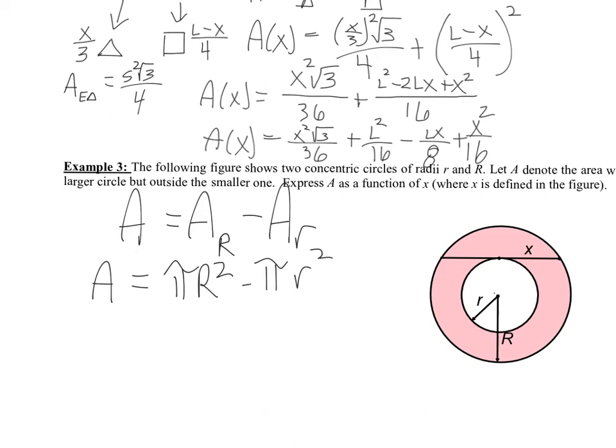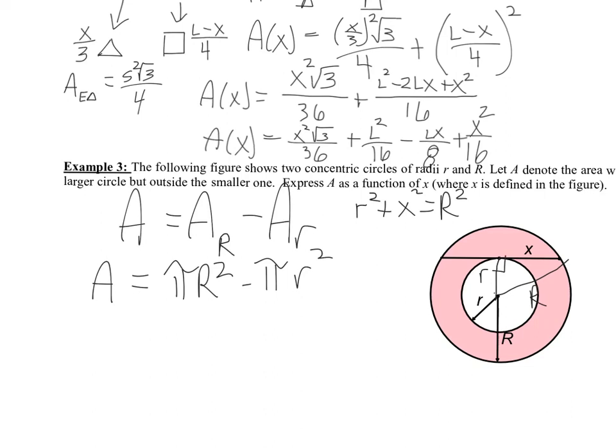Well, let's see. If I draw my radius to there and then my radius to there, we now have a right triangle right here. As we know, the point of tangency creates a right angle. So that's uppercase R and that's lowercase r. And now we can create the Pythagorean theorem from that. This is our second equation, like we talked about getting two equations. r squared plus x squared equals uppercase R squared.